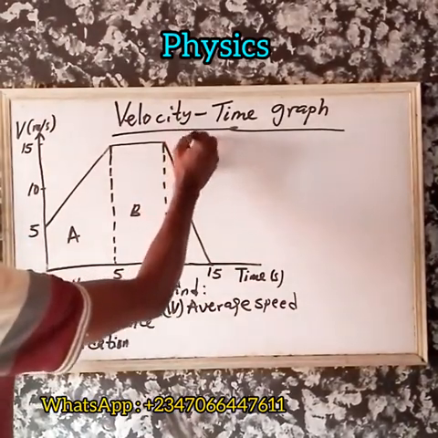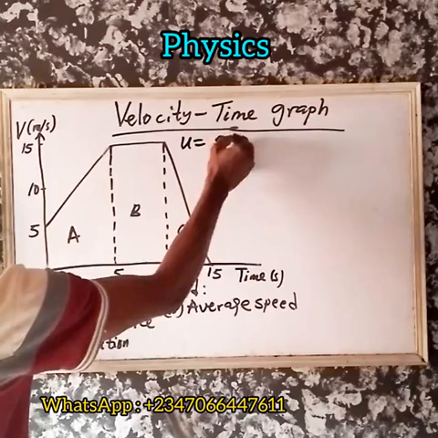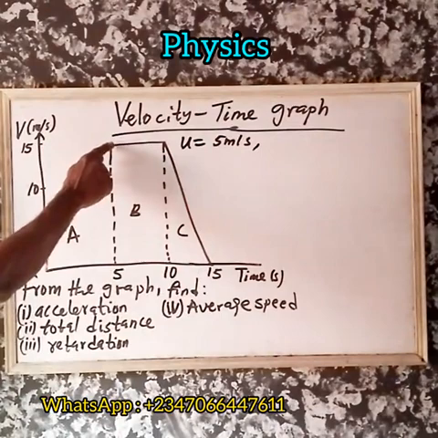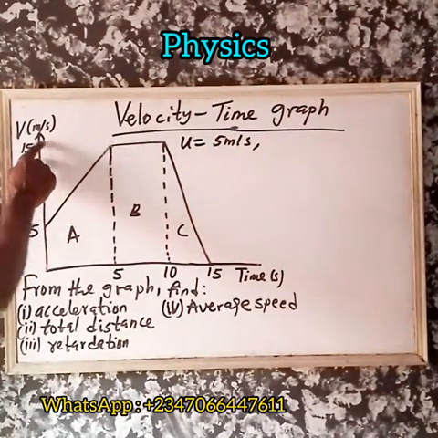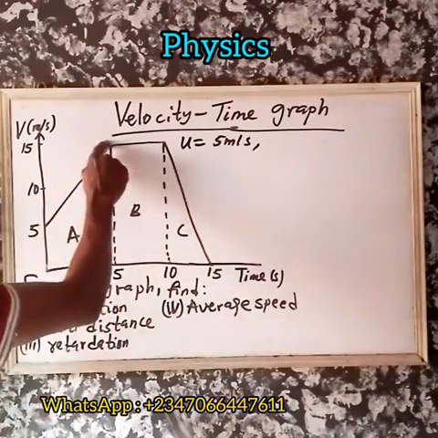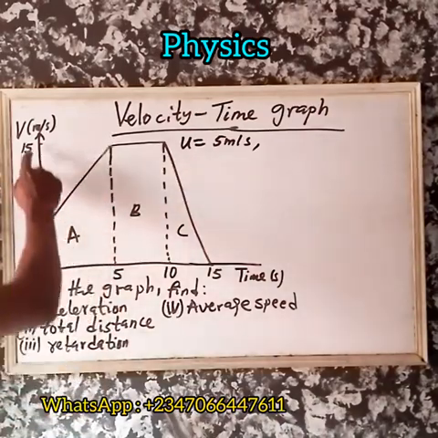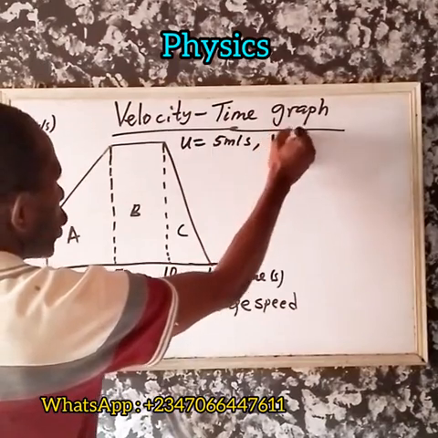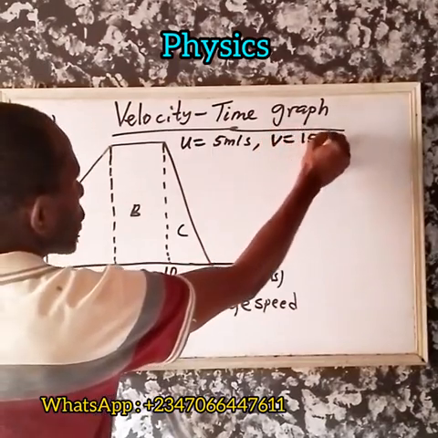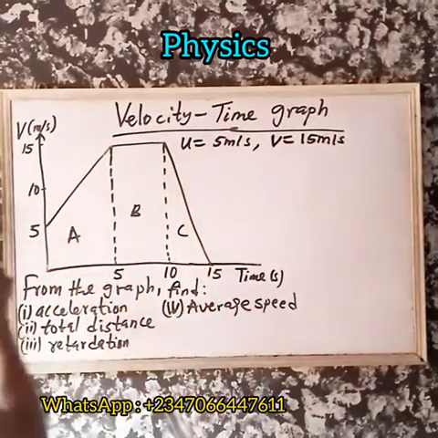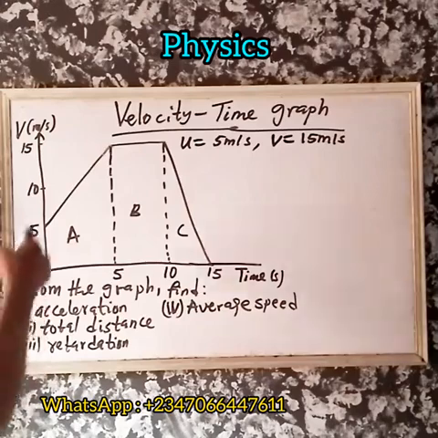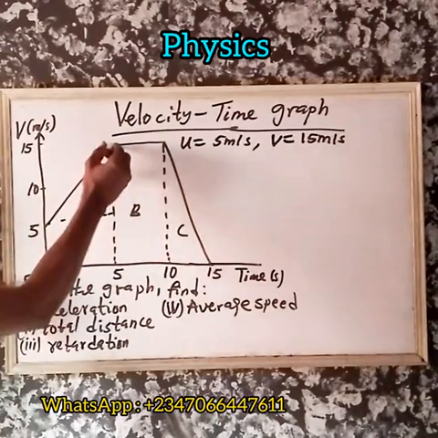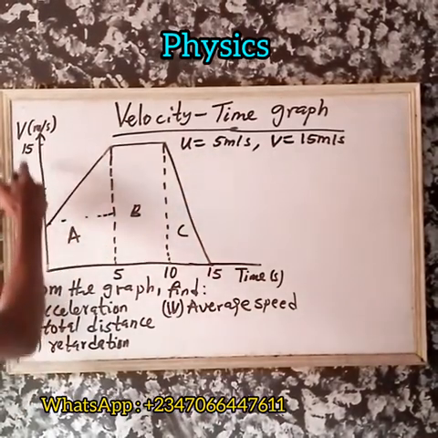Your initial velocity u equal to 5 meters per second. Then the final velocity, let us trace it to the highest. This is where we have acceleration, from here to this place. The velocity increased from 5 to 10. So at that point, we have acceleration. So we have v equal to 15 meters per second. To calculate our acceleration, it increases from this 5 to this 15.